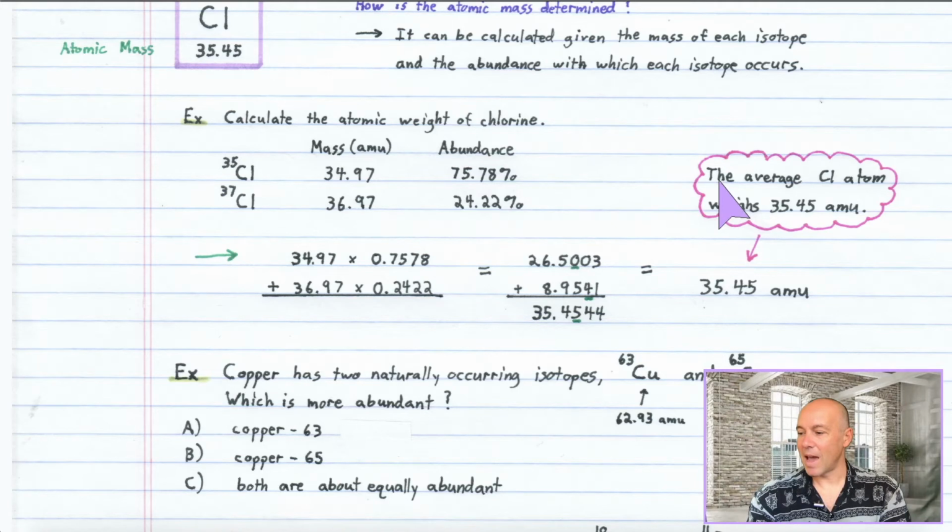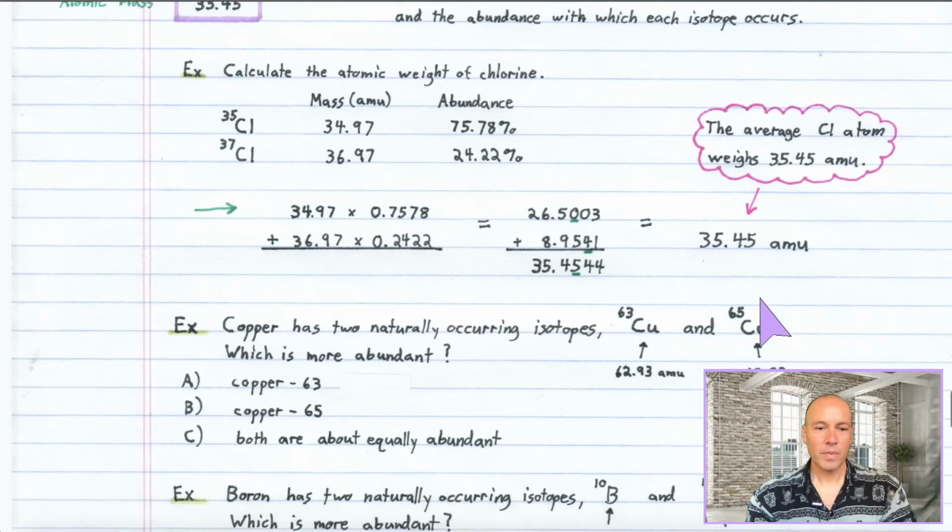Now, this is the average chlorine atom. That represents your average chlorine atom. Remember, no particular atom weighs that much, just like no American family has 2.5 kids. But this is your average chlorine atom.